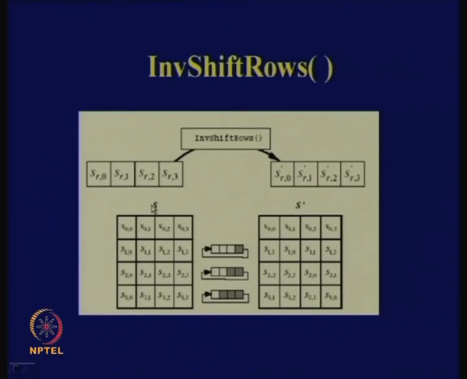We have discussed how shift row was defined. The inverse shift row is just the opposite transformation. If you are doing a left circular shift in your shift row, in your inverse shift row you require a right circular shift. And the number of steps are the same. For the first row you don't shift anything, for the second row you shift by one byte, in the third row you shift by 2 bytes, and in the fourth row you shift by 3 bytes.